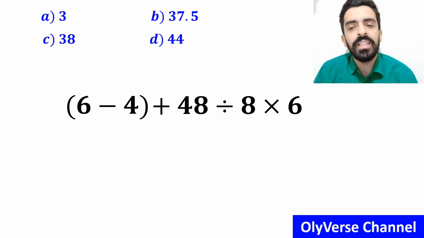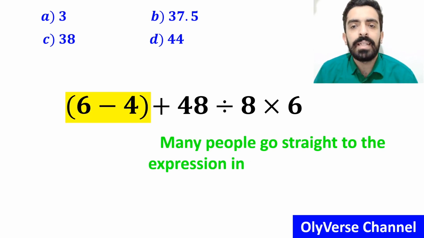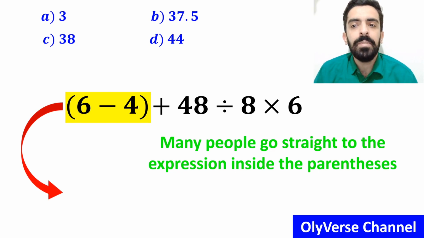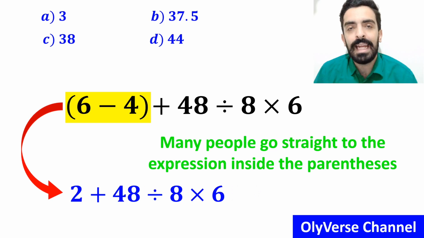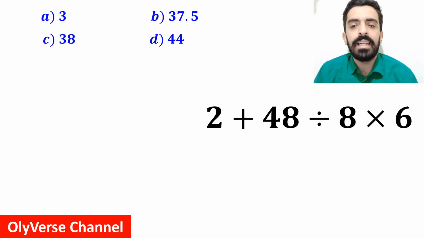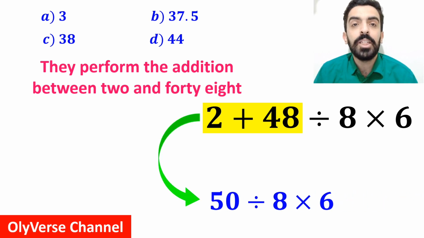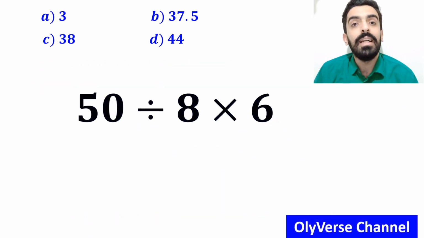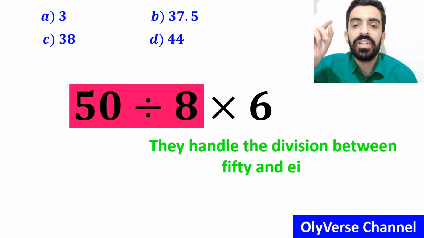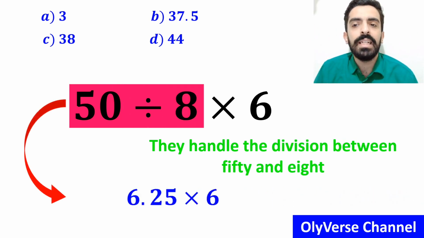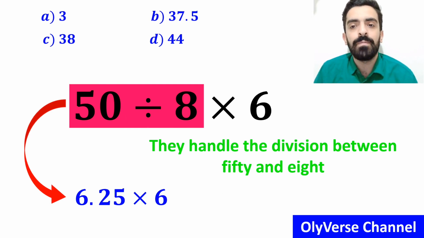In the first step of solving this question, many people go straight to the expression inside the parentheses and simplify the whole expression to 2 + 48 ÷ 8 × 6. In the next step, they perform the addition between 2 and 48 and simplify this expression to 50 ÷ 8 × 6. In the final step, they handle the division between 50 and 8 and write this expression as 6.25 × 6, which eventually gives them the answer 37.5.